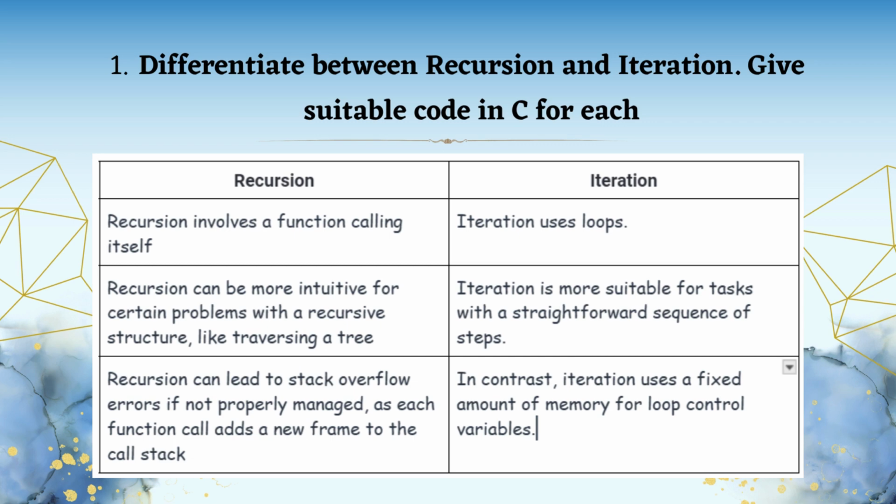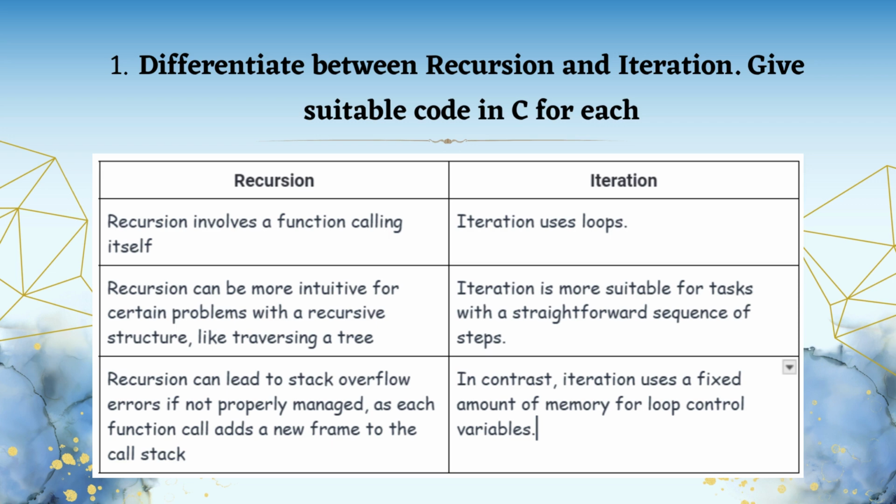Recursion involves a function calling itself, while iteration uses loops. Recursion can be more intuitive for certain problems with a recursive structure, like traversing a tree, while iteration is more suitable for tasks with a straightforward sequence of steps.